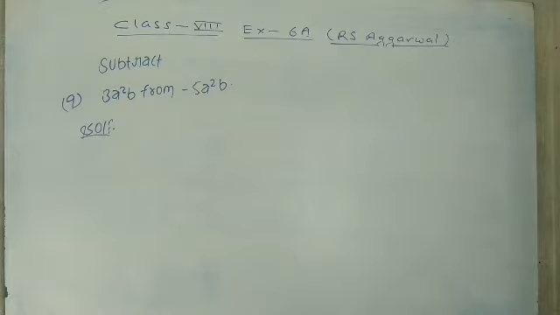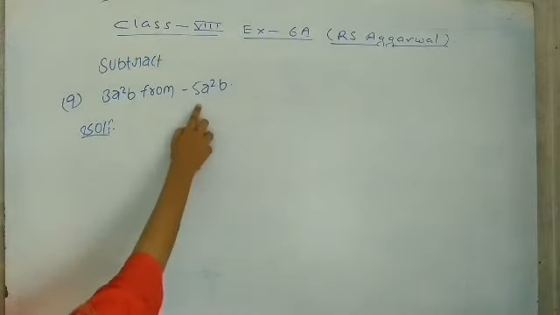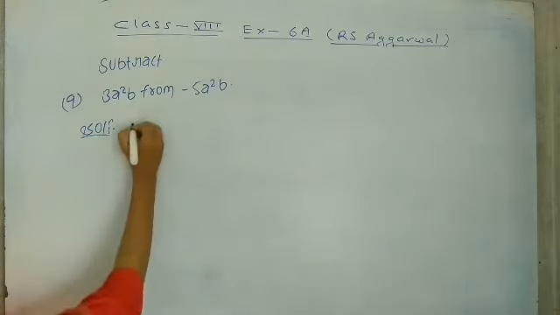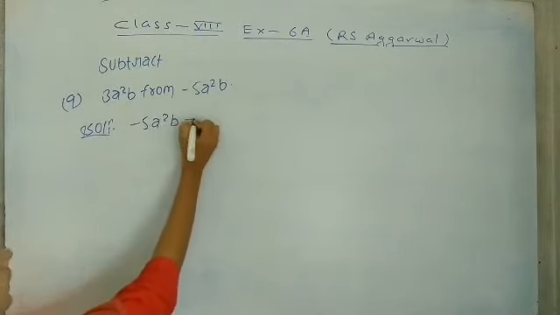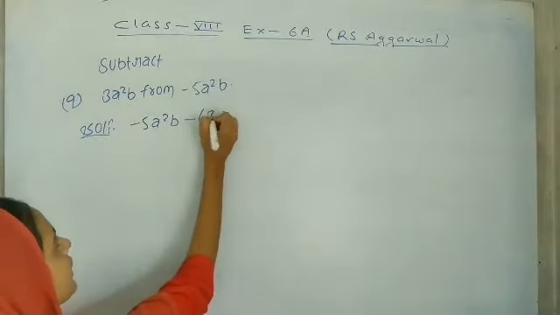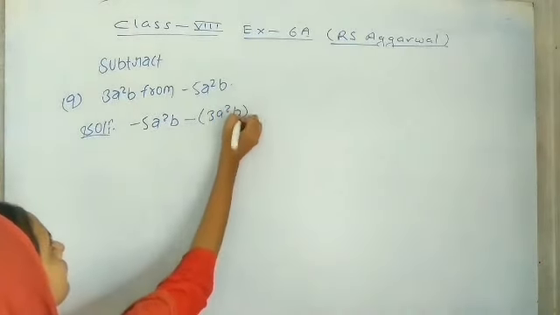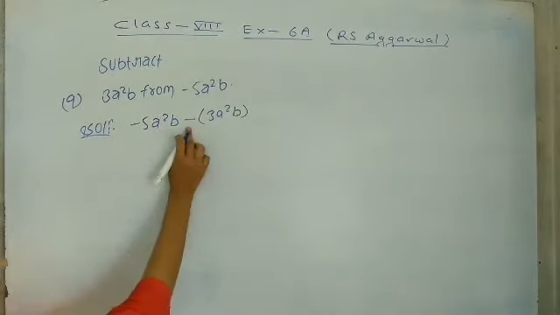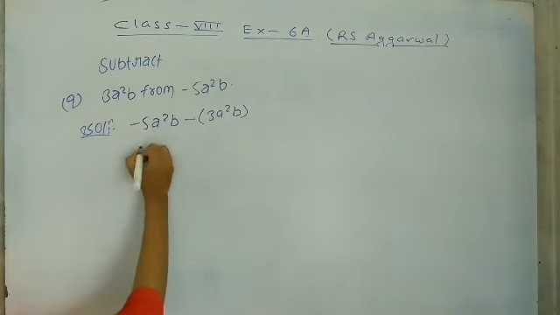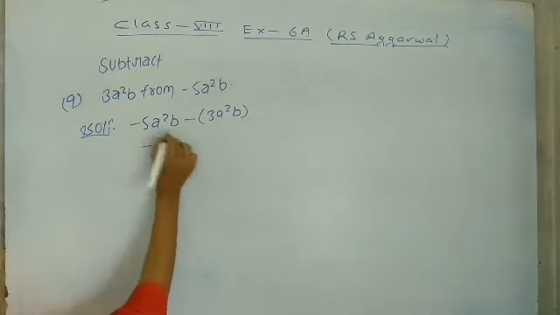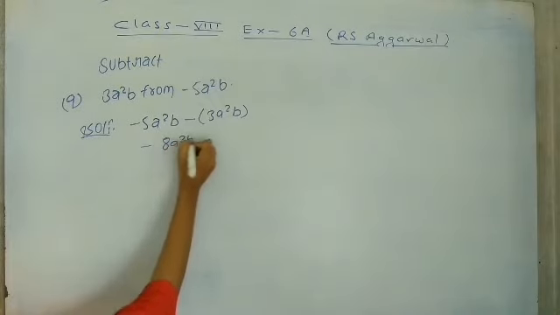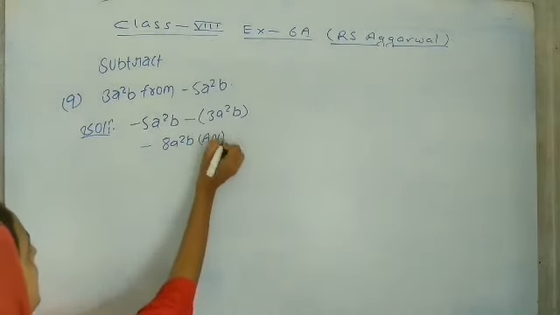Question number 9. We are starting subtraction. Subtract 3a square b from minus 5a square b. Firstly, we write minus 5a square b. From means minus, and we will give a bracket to 3a square b. So minus minus gets plus, but the sign will be minus. So 5 plus 3 is 8. A is common, so we will write a square b. Minus 8a square b is the right answer.